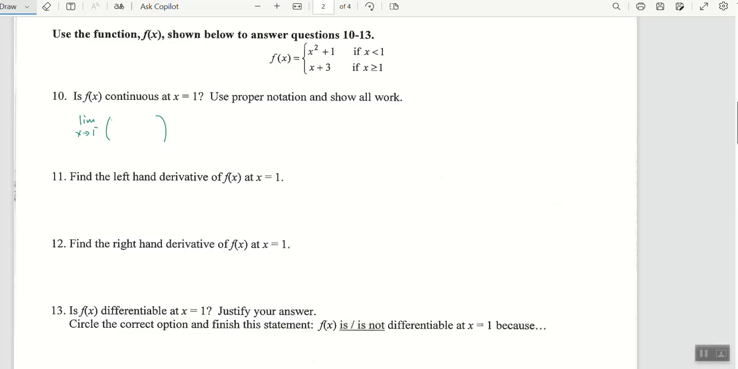Now, everybody cool with that? Okay. What is the limit as x approaches 1 from the left of x squared plus 1? 2? 1 squared plus 1. Yep, that's 2. Cool. I'm going to change colors.